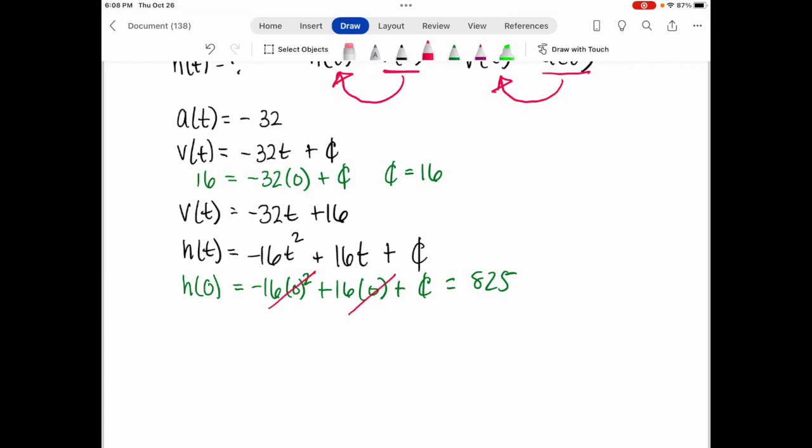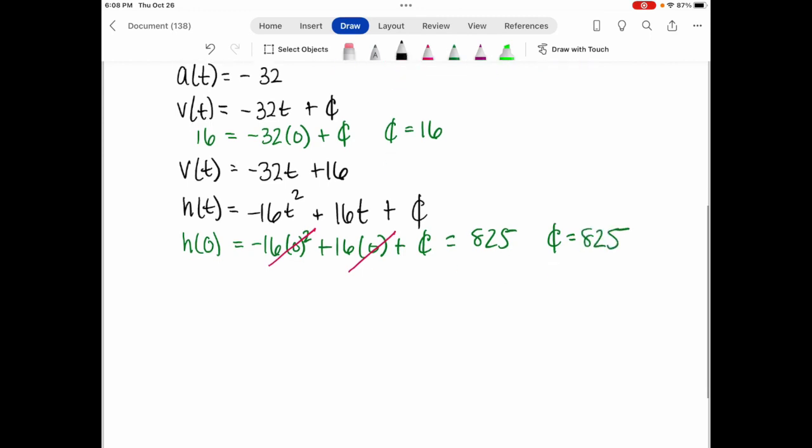This goes away because of 0. And then I get that my constant is 825. So now I have my specific height function, which was the goal of our question. We found that our height function is going to be negative 16t squared plus 16t plus 825.